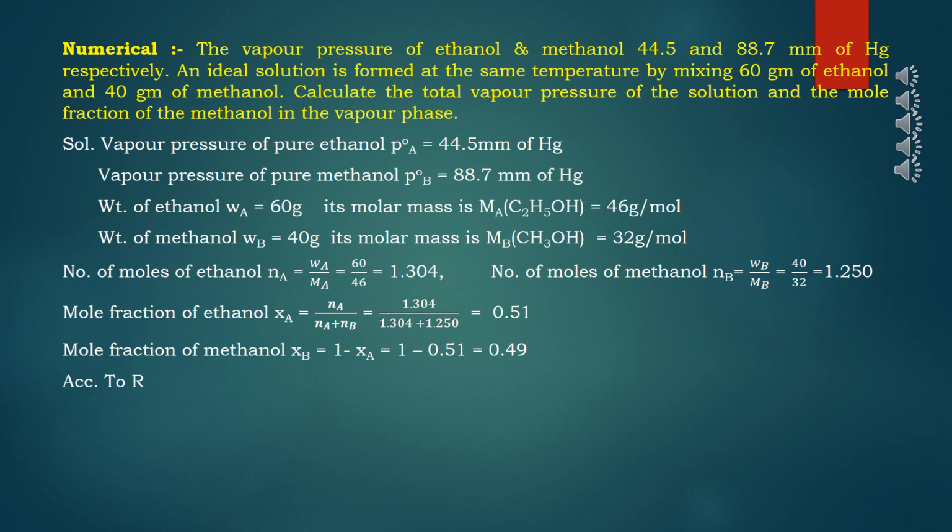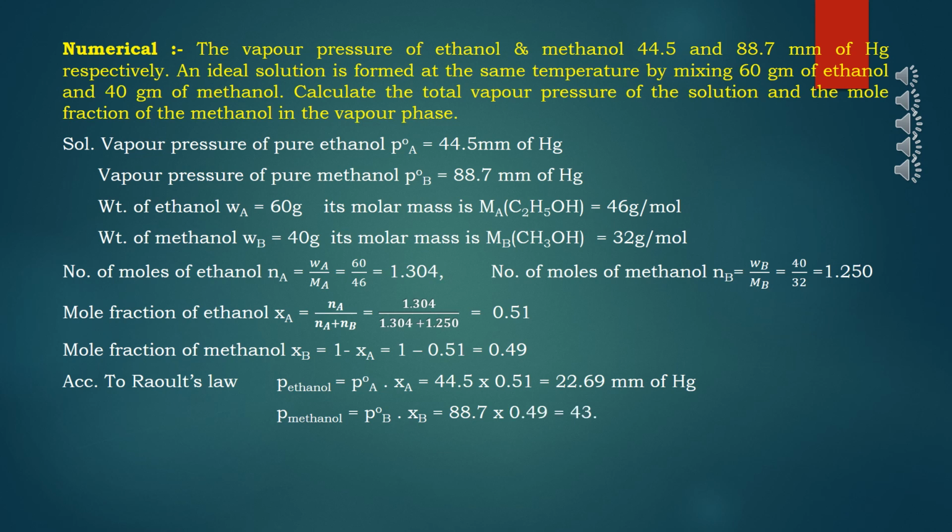So according to Raoult's law, P ethanol, the partial pressure of ethanol, is equal to the product of the vapor pressure of pure ethanol and its mole fraction, which is equal to 44.5 into 0.51. That comes out to be 22.69 mm of mercury. And P methanol is equal to Pb0 into Xb. By putting these values, it comes out to be 43.46 mm of mercury.